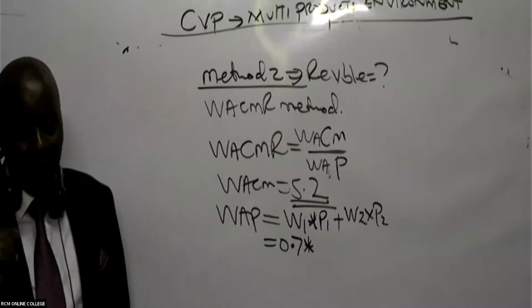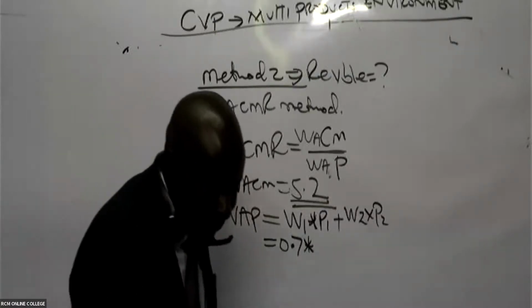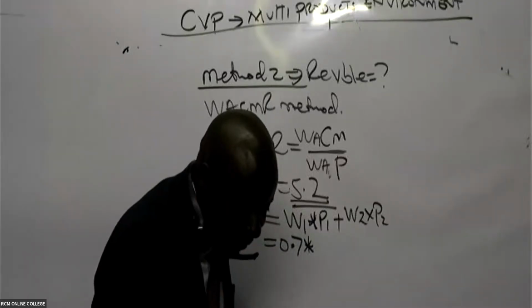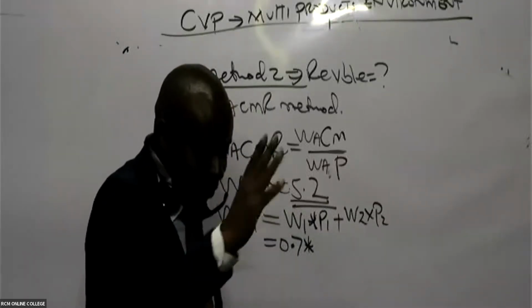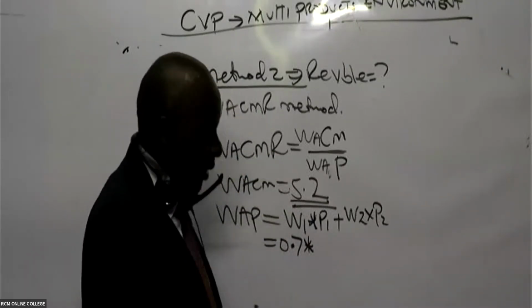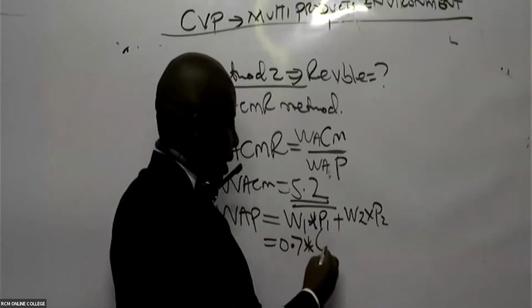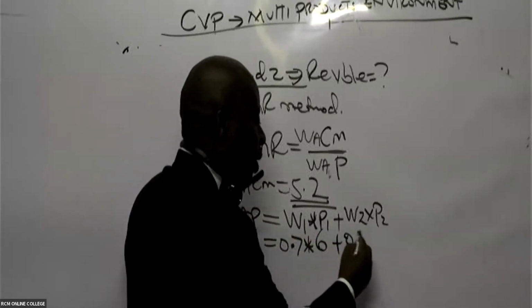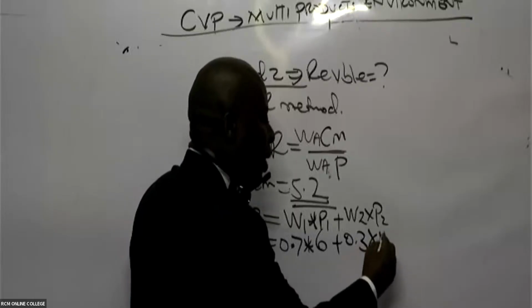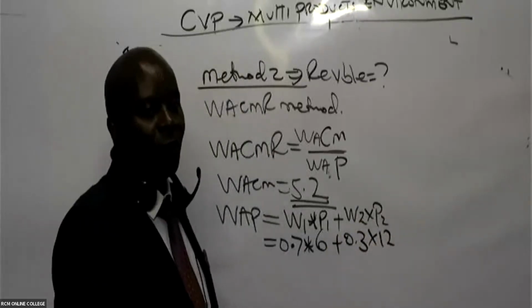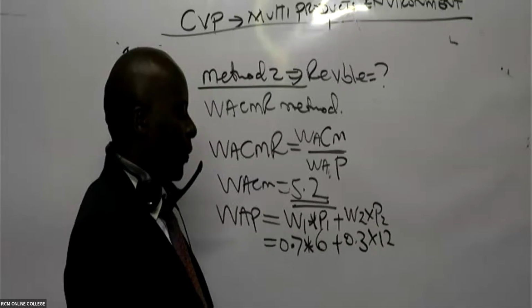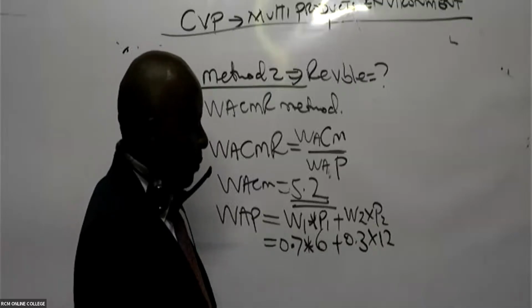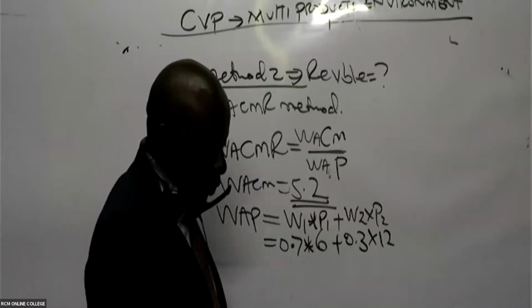So remember, price 1 was what here, somebody? Yeah. Great. So 6, right? So 6 plus weight 2, which is 0.3, times the second price, which is what here? 12. So 0.7 times 6 plus, in this case here, 0.3 times 12.